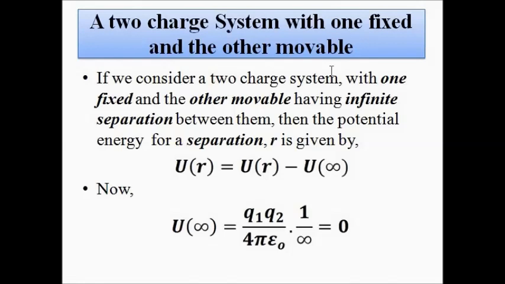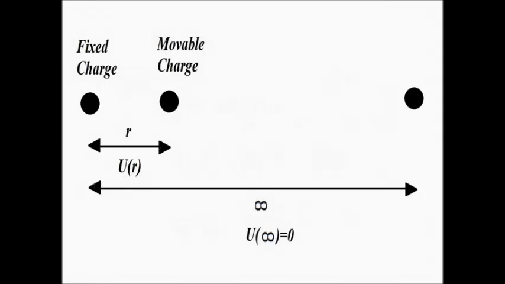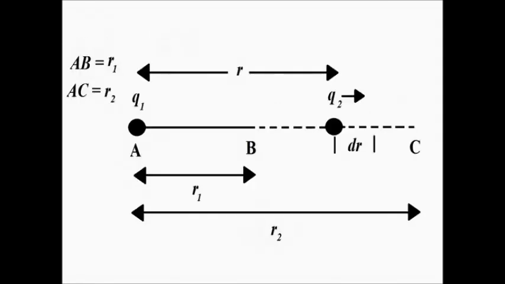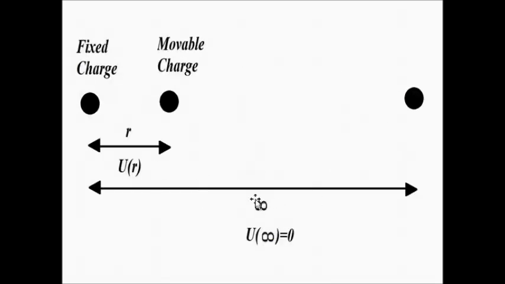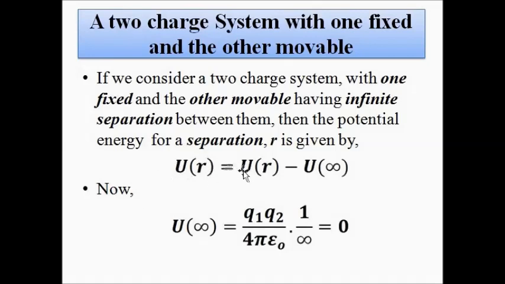Now let us consider a two charge system with one fixed and the other movable with infinite separation. It means, as the separation approaches infinity, what will happen? Let us consider the same system as this, but here the difference is that the maximum separation can be infinity, a large separation. So the net electric potential energy will be Ur minus U infinity. This is the lower limit, this is the upper limit.